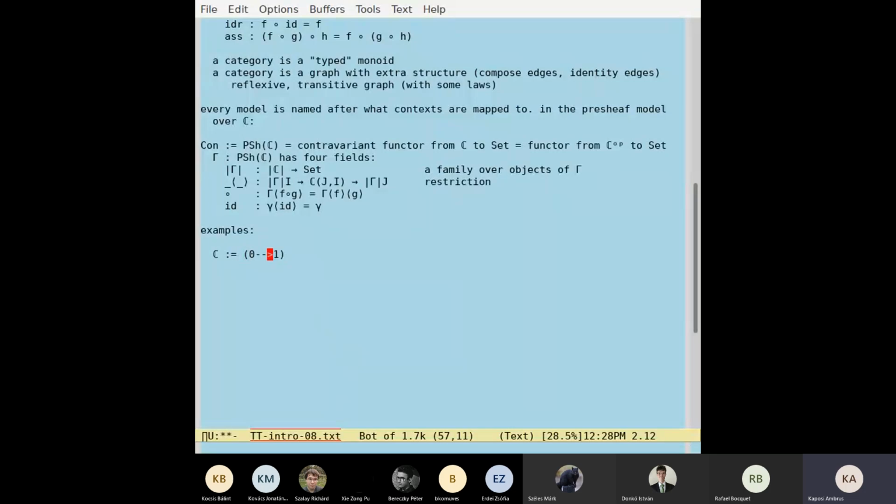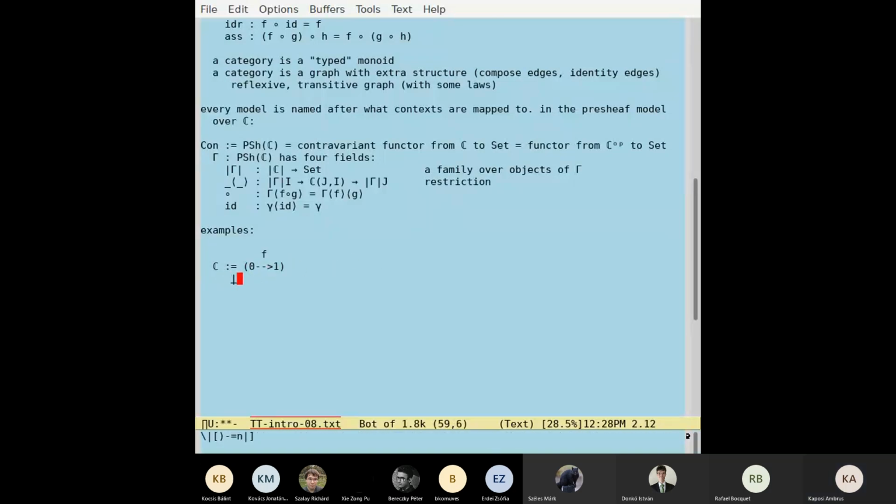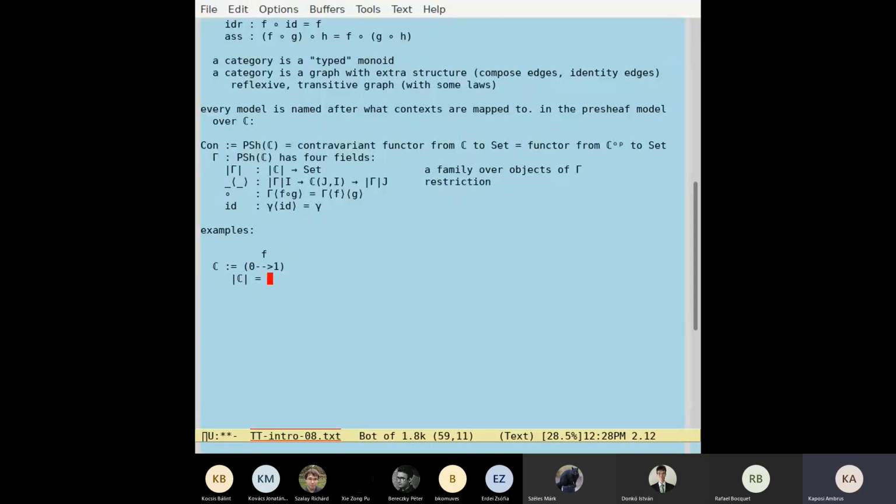This is the category, and let's call this morphism F between them. Okay, so let's see how this is a category. The set of objects is 0 and 1, right? And then we have a set of morphisms. We have 4 sets of morphisms, because we have 0,0, 0,1, 1,0, and 1,1, right?